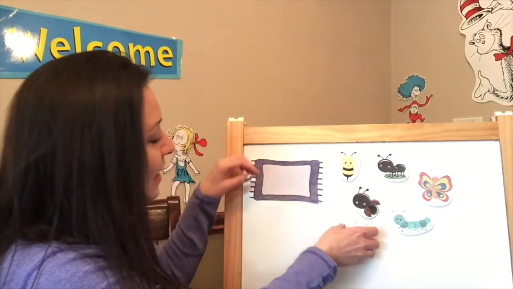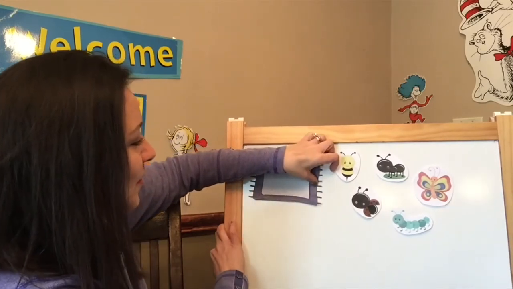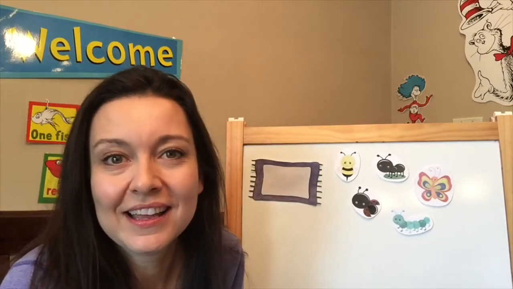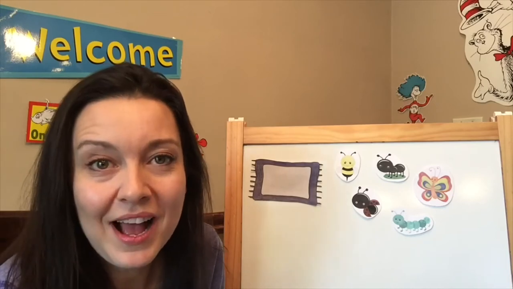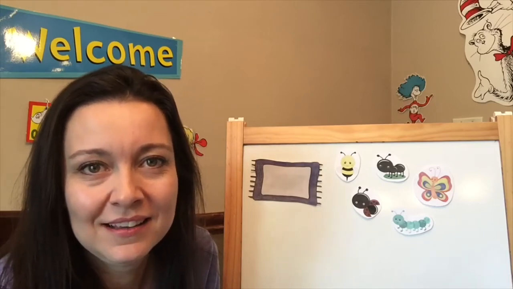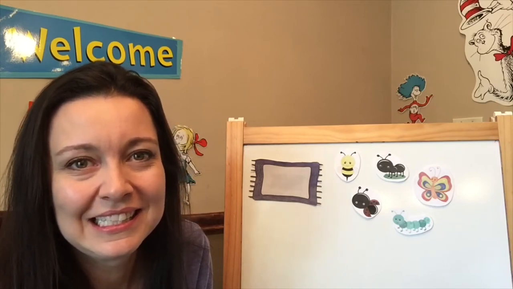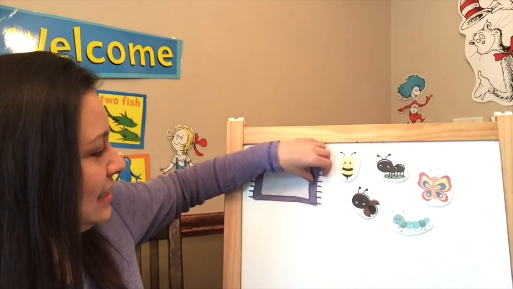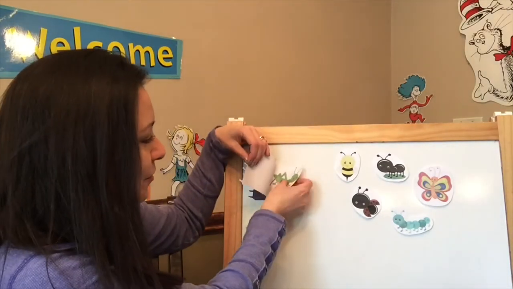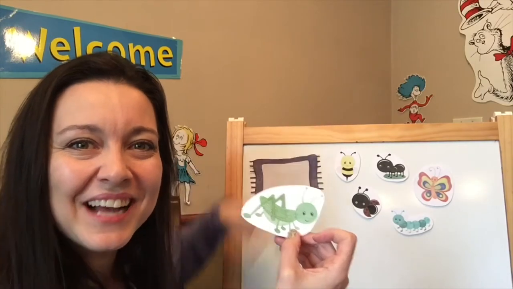Close your eyes. No peeking. Bug in a rug. Bug in a rug. Who is that bug in the rug? Open your eyes. Can you guess what bug is missing? Take a look. Which one is missing? Did you guess the grasshopper? Then you were right. It was the grasshopper.